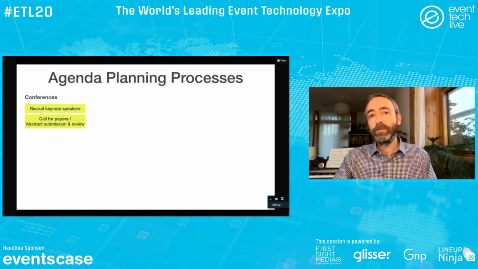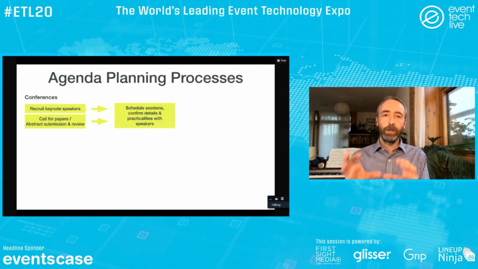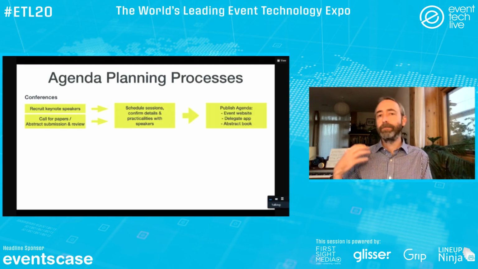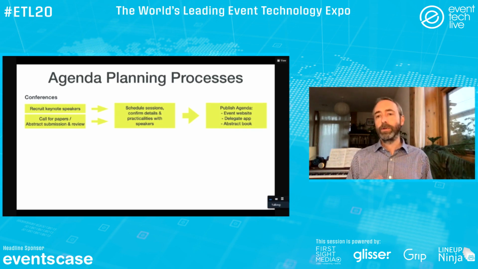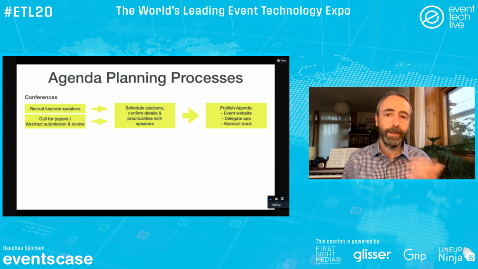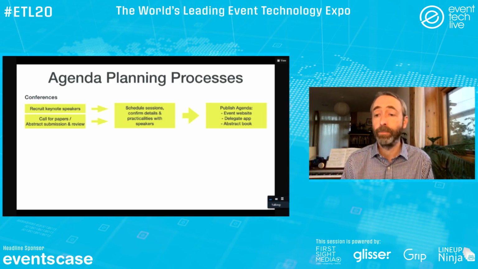When you've booked your keynote speakers and decided which abstracts you're going to accept for your conference, then you move on to scheduling all those sessions onto your agenda, confirming details and practicalities with speakers, and then, notwithstanding any late-breaking research or last-minute changes, you can move on to publishing your agenda to drive attendance, get your attendees excited and get people booking. And you can do that through the event website, delegate apps, and often for academic conferences in an abstract book as well.